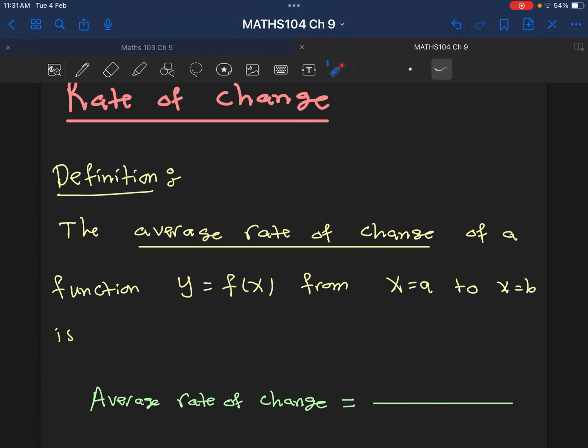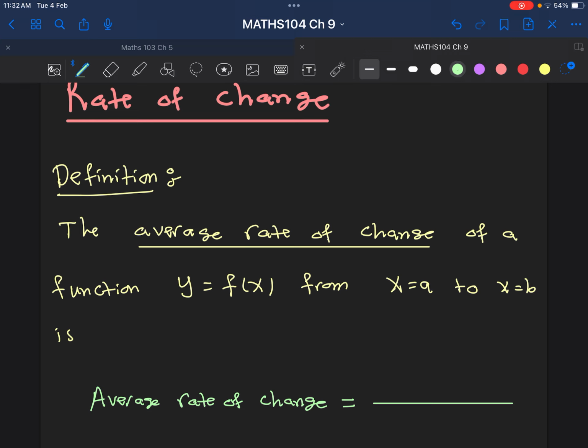Welcome, student, to the beginning of the definition of the derivative. In order to talk about the derivative, we need to start by reminding ourselves what the rate of change of a function is. The average rate of change of a function y equals f of x from x equals a to x equals b is given by this formula.